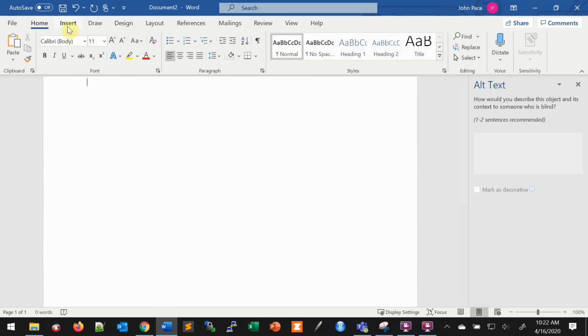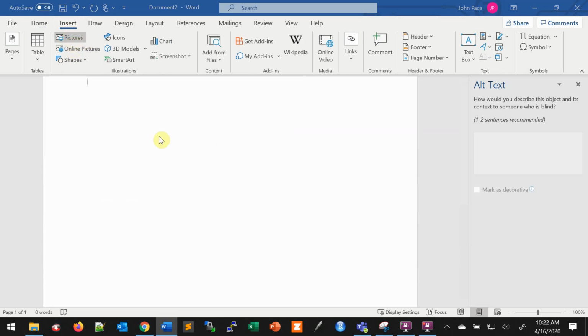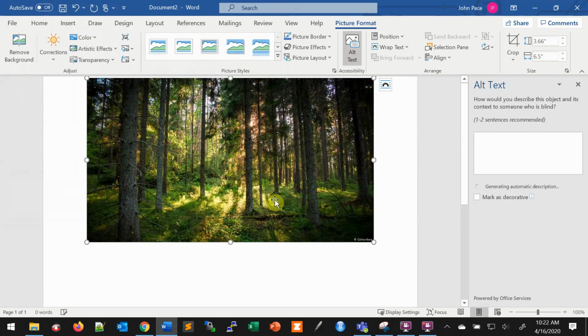So let's try another one. This is a picture of a forest, and if we look at the caption that it generates, it says "a tree in a forest." I don't think it could have got much better than that. So I'd give those a 9 or a 10 out of 10.